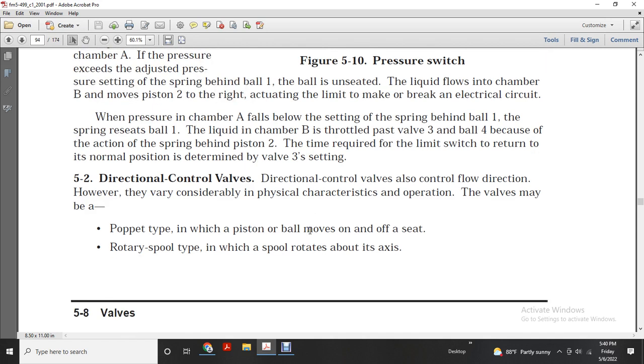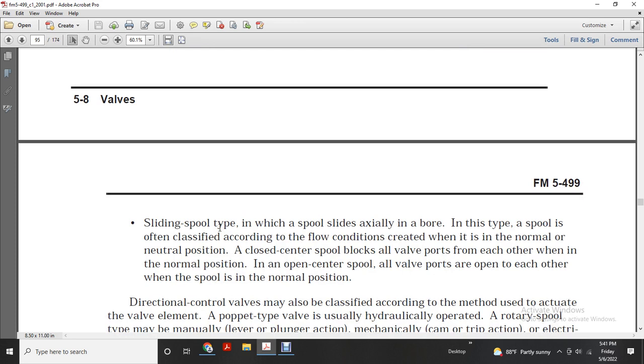5.2 Directional control valve. Directional control valves also control flow with direction, however they are able to consider the physical characteristics of the operation of the valves. They may be poppet type, where the poppet piston valve moves on and off its seat; rotary spool type, where the spool rotates about its axis; or sliding spool type, where the spool slides in a bore.